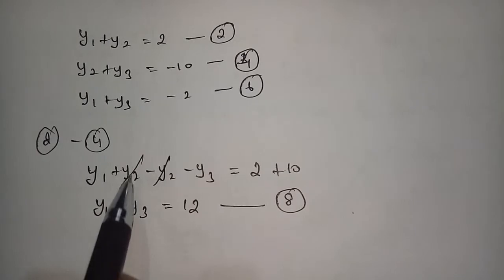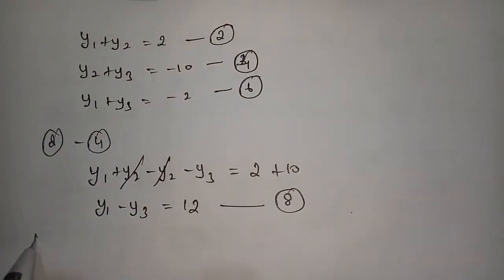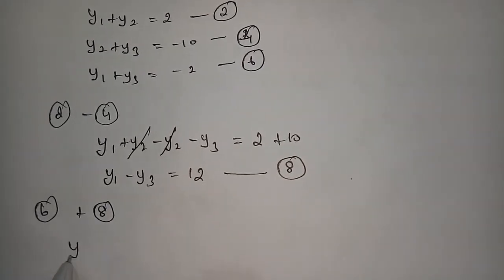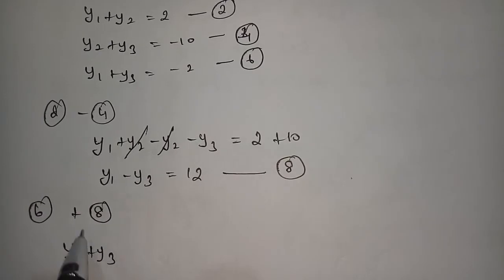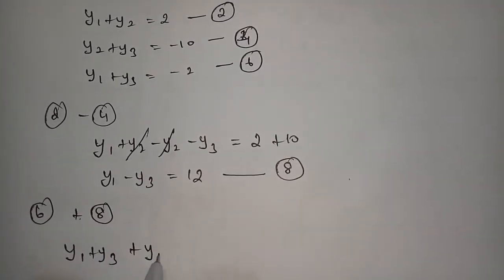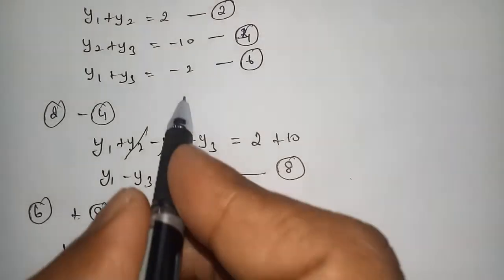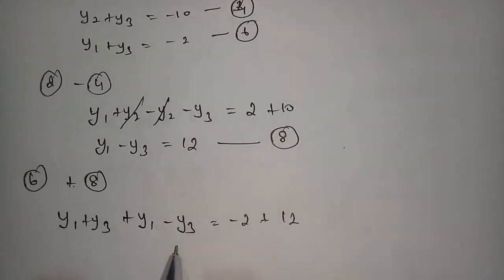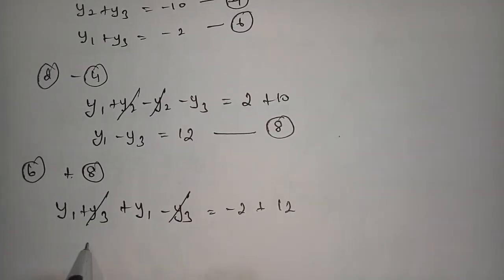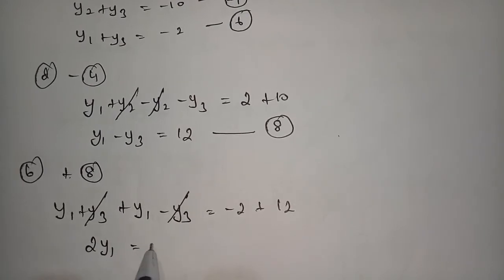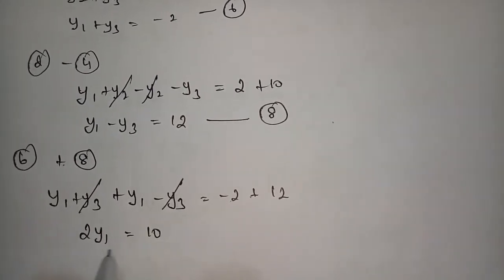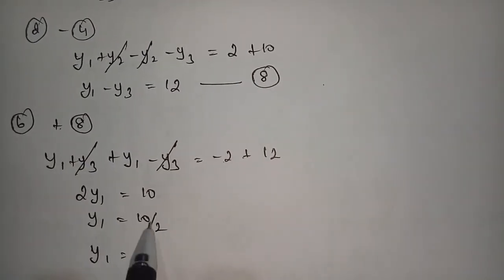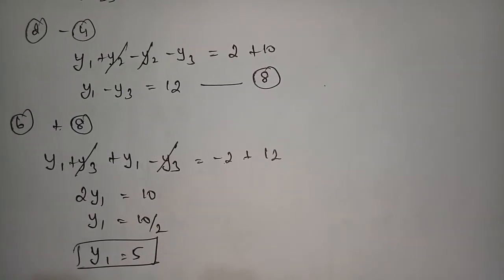Now see, here we have minus y3, here we have plus y3. So we add 6 plus 8. So what will happen? y1 plus y3 plus y1 minus y3, that is equal to minus 2 plus 12. Okay, so minus y3 plus y3 will get cancelled. We have 2y1, that is equal to minus 2 plus 12 is 10. So y1 is equal to 10 by 2. So y1 is equal to how many? 5. So y1 is 5.